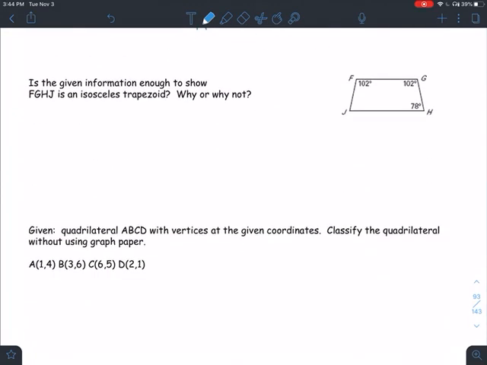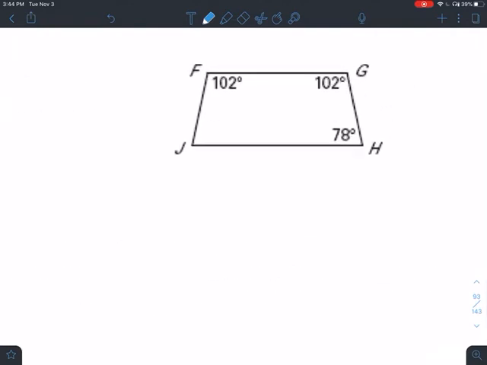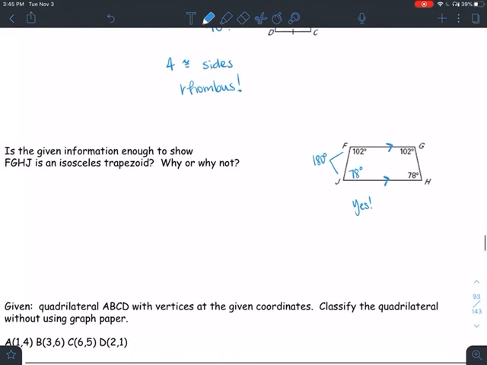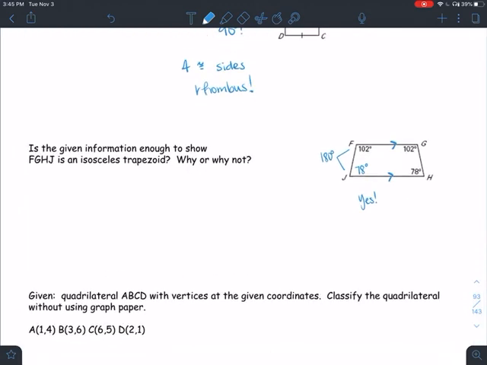Is the given information enough to show that FGHJ is an isosceles trapezoid? Why or why not? Remember that we need base angles to be congruent. If I take my 360 and subtract all those angles, I do end up with 78 degrees. So yes. The other thing to consider is that if I add 102 and 78, this gives me 180 degrees, so I also know that those two sides are parallel to each other. And because my base angles are congruent, yes, it is an isosceles trapezoid.